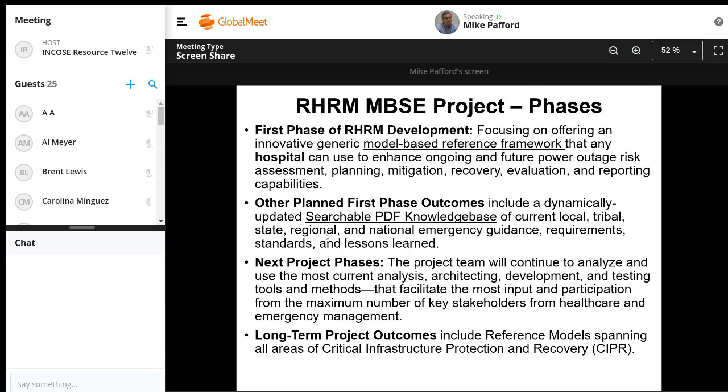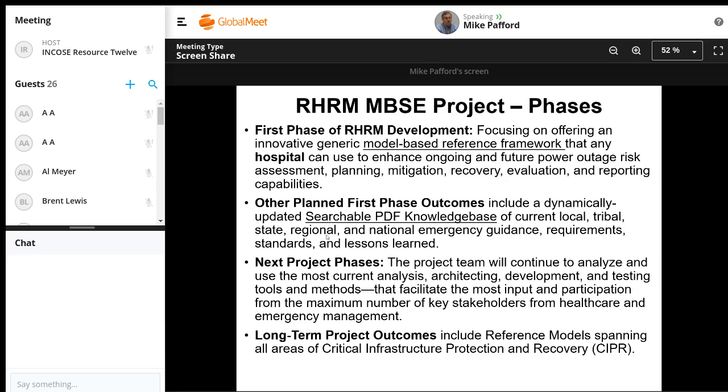Now the first phase of our resilient hospital reference model MBSE project development is focusing on offering an innovative, generic, model-based reference framework that any hospital could use to enhance its ongoing and future power outage risk assessment. Again, we're just scoping it to power outage right now. Everybody understands, as you all do, I'm sure, that all manner of different things can happen as hospitals tie into the critical infrastructures, not the least of which being water.